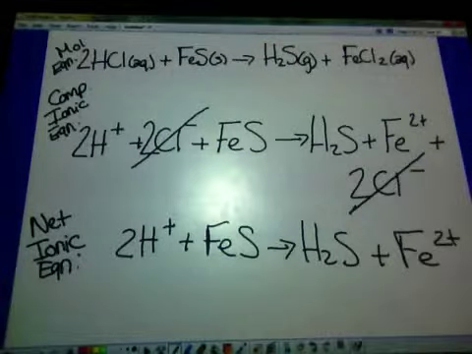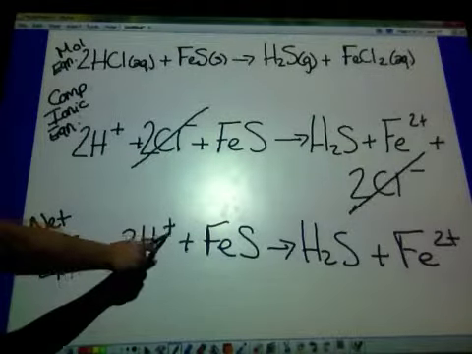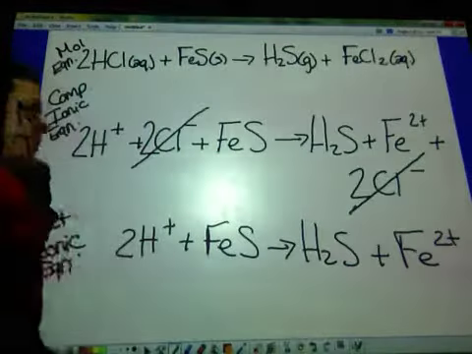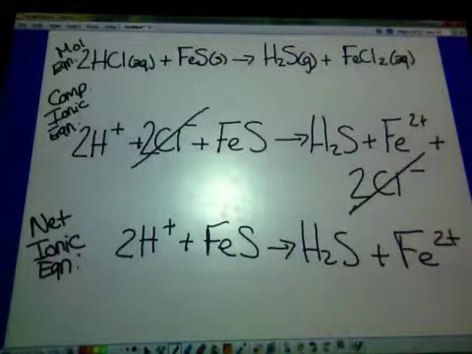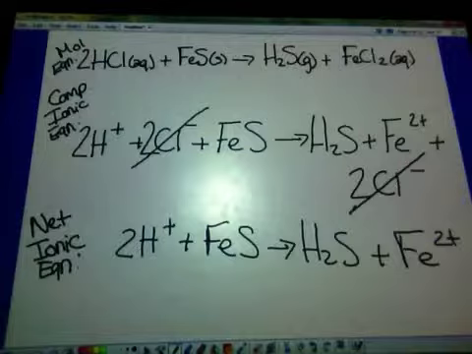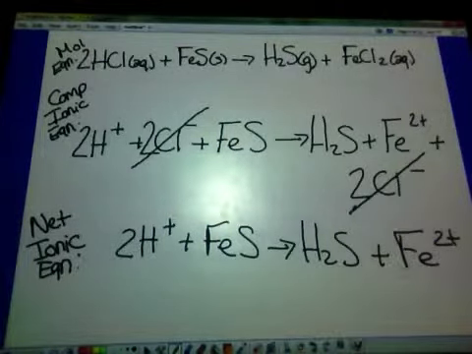All I have left to do is write the net ionic equation, which is simply writing what I have left over. So I have 2 H plus and FeS producing H2S plus Fe 2 plus. So that is my net ionic equation. Chloride ion is really just present, but it's not doing anything in the reaction itself. So net ionic equation, boom.